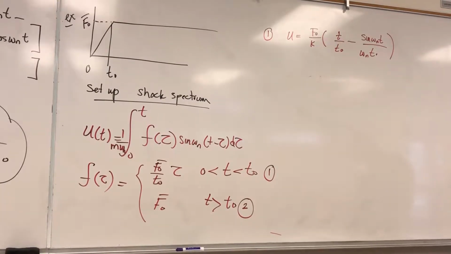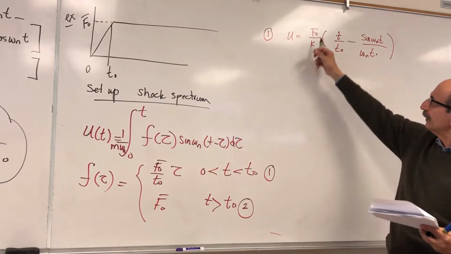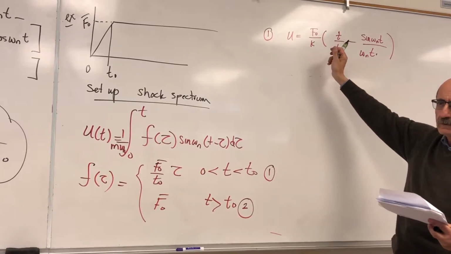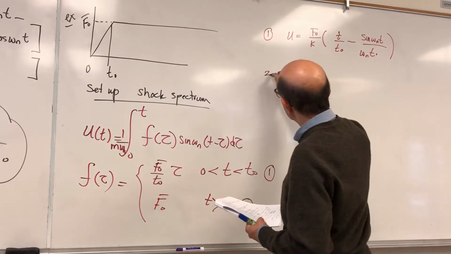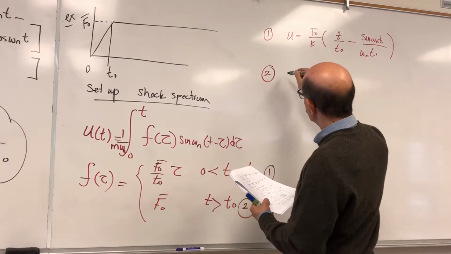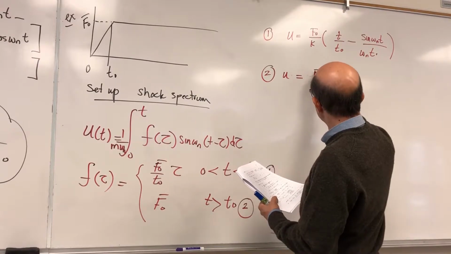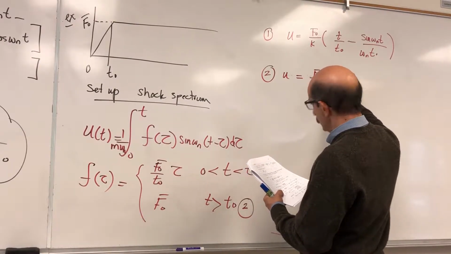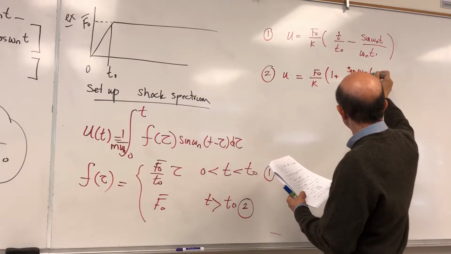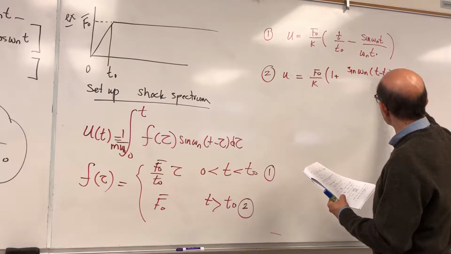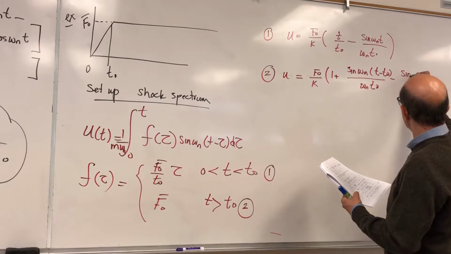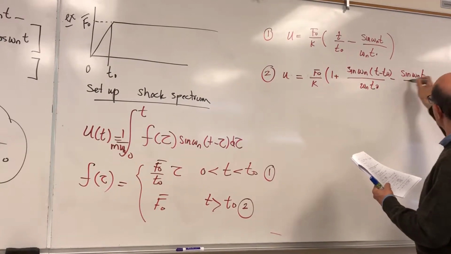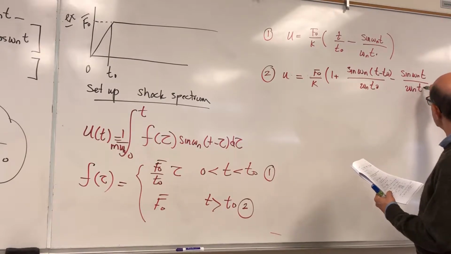If you look at that table, I believe instead of F0 over k, I have F0 over omega n, something like that. But that might be right, actually. But anyway, that's for case 1. For case 2, if you look at it, u of t is F0 over k times 1 plus sine omega n (t minus t0) divided by omega n t0 minus sine omega n t over omega n t0.